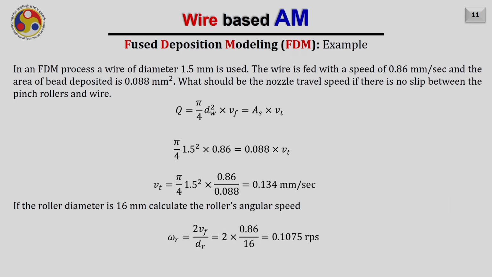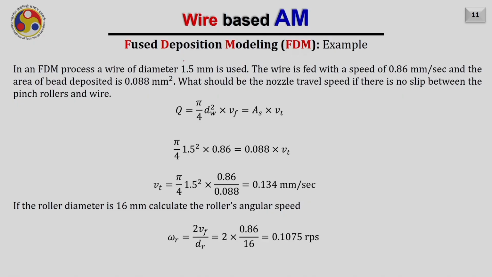Let us now consider an example for FDM. It is given that in an FDM process, a wire of diameter 1.5 mm is used, the wire is fed with a velocity of 0.86 mm per second and the area of the bead deposited is 0.88 mm square. What should be the nozzle travel speed if there is no slip between the pinch roller and the wire? If there is no slip, of course the value of this Kf will be 1.